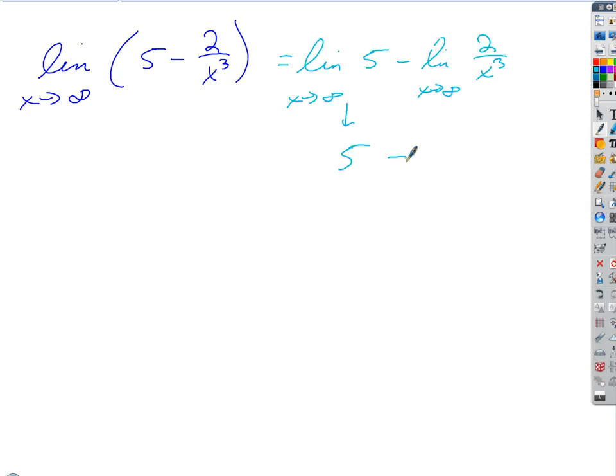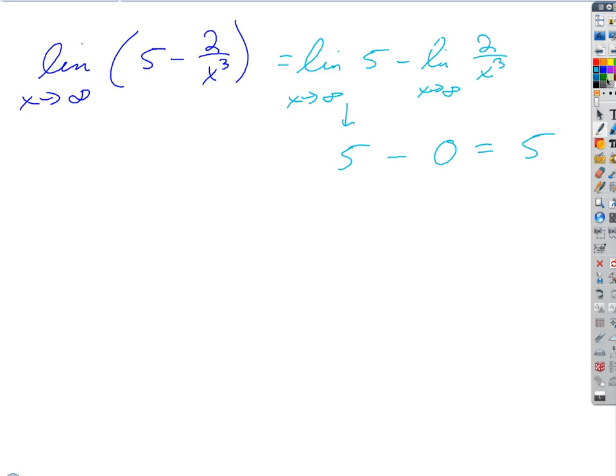Zero. That's gonna be 0, isn't it? So it's 5. What's that? The limit of a constant is not zero? No, no. The limit of a constant is the constant. It doesn't matter, right? Think about it this way.